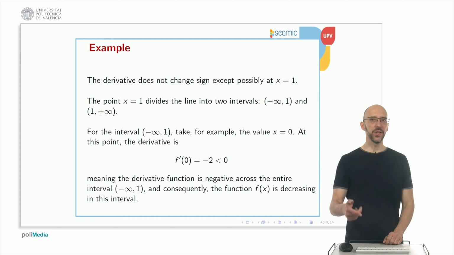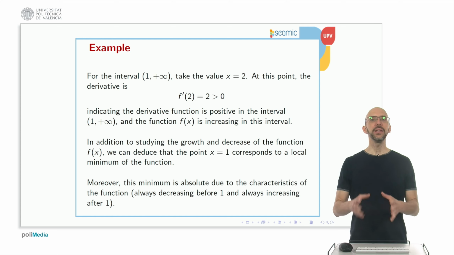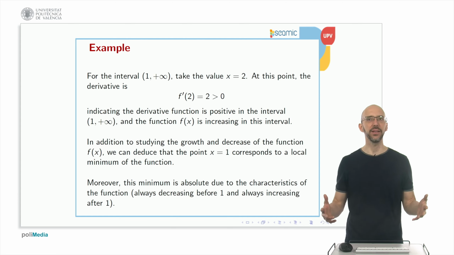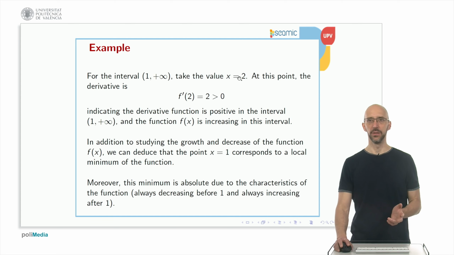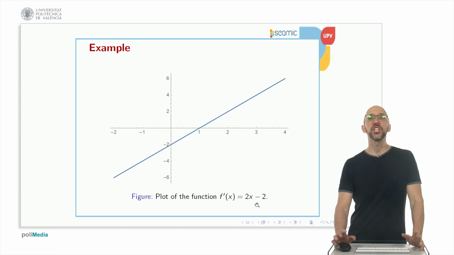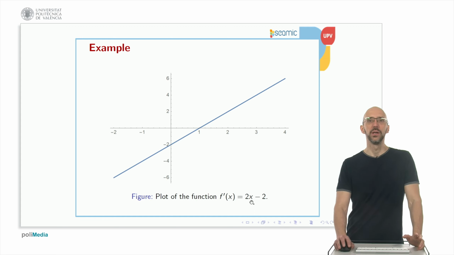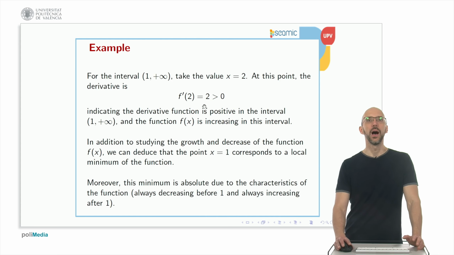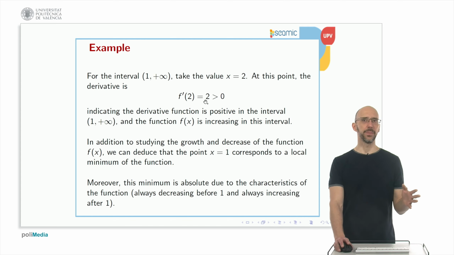Perfect. What happened to the other interval? I need to take any value between 1 and plus infinity. I decided to take 2 as the value. You can choose any other value. It doesn't matter. And replace this value in the derivative. Let me show you here. This is the derivative, and I'm changing the value of x by 2. 2 times 2 is 4, minus 2 is 2. That is the value you got here. The number doesn't matter. In fact, I'm just trying to find the sign. And in this case, the sign is positive.